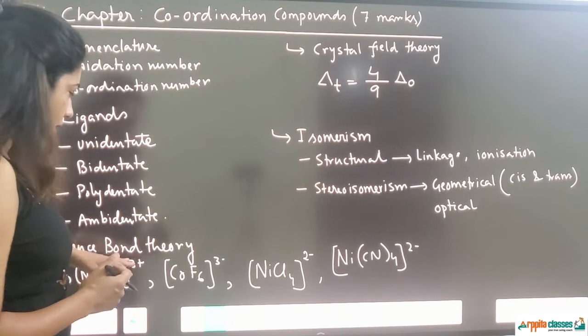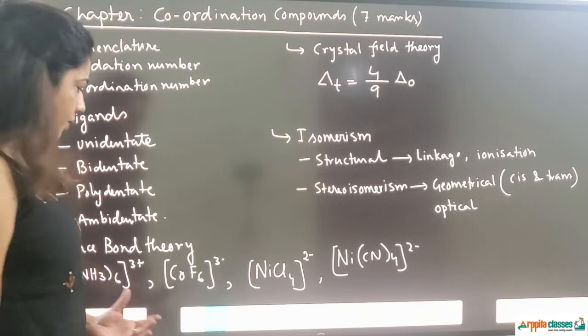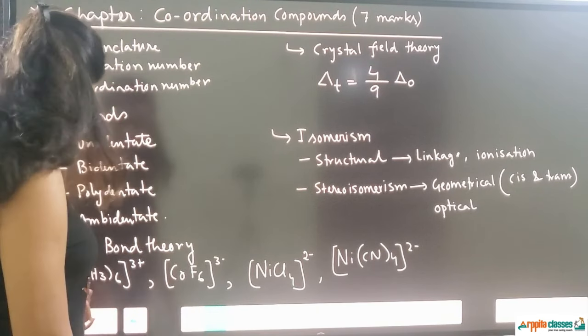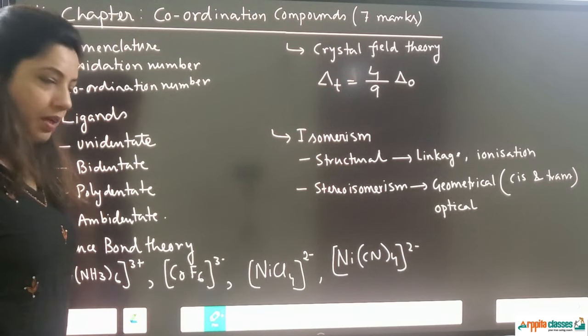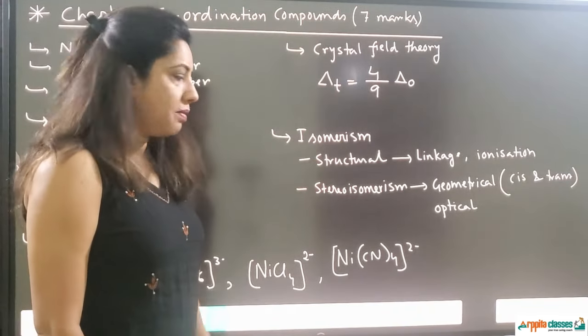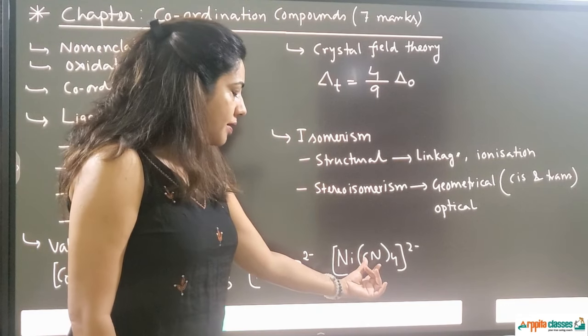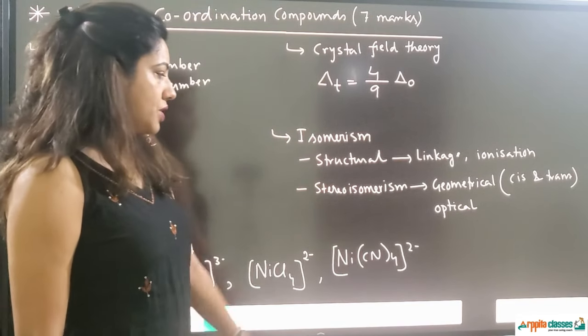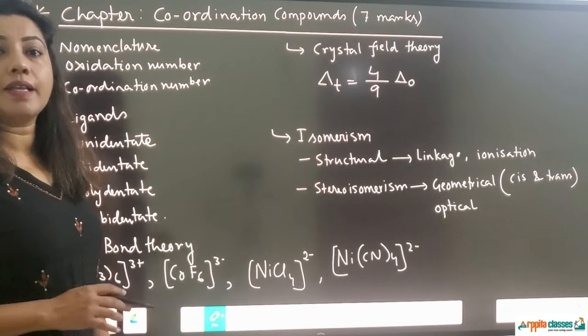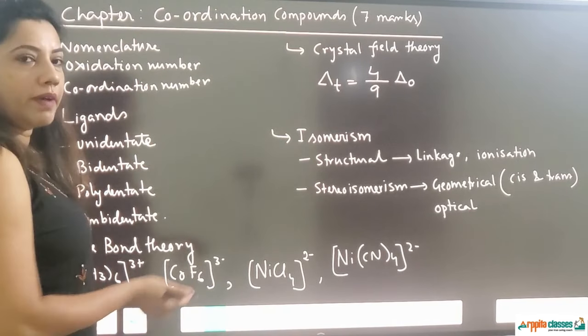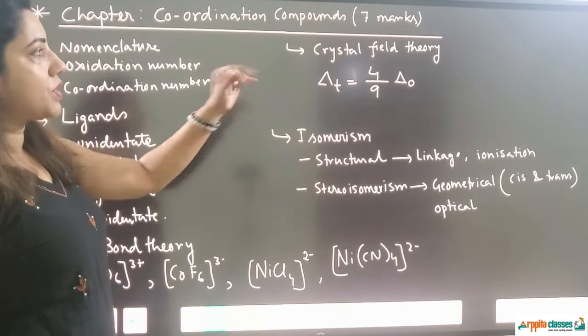And from this theory we are asked to find out the bonding in these compounds, that is [Co(NH3)6]3+, [CoF6]3-, [NiCl4]2-, and [Ni(CN)4]2-, the tetracyanonickelate(II) ion. So we are asked the bonding of these 4 ions by valence bond theory. Then we have crystal field theory.